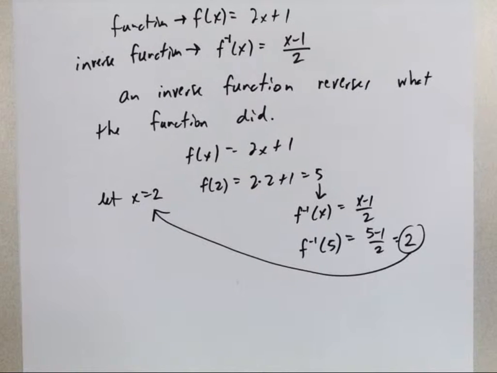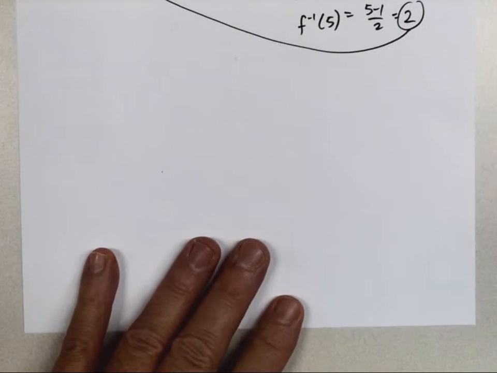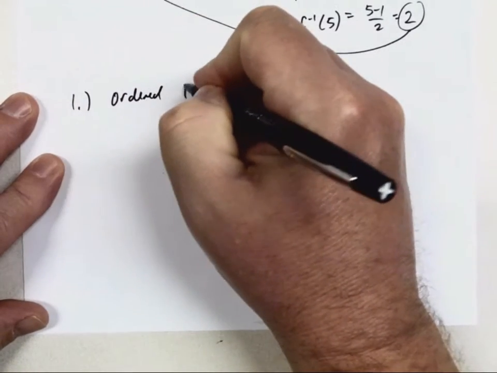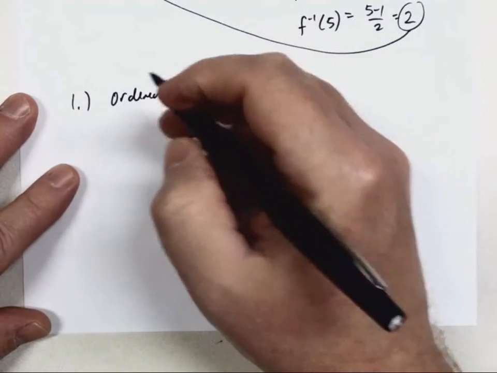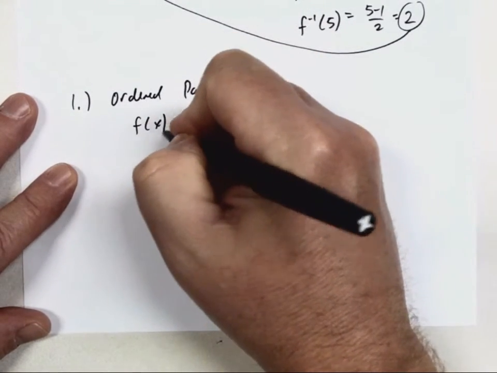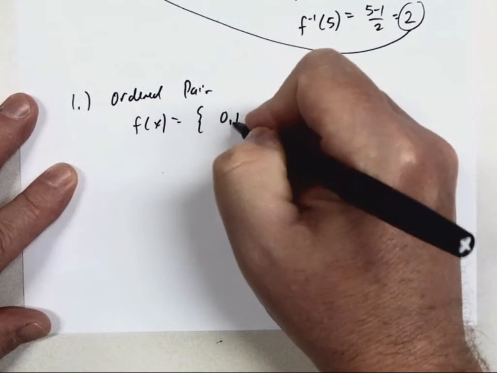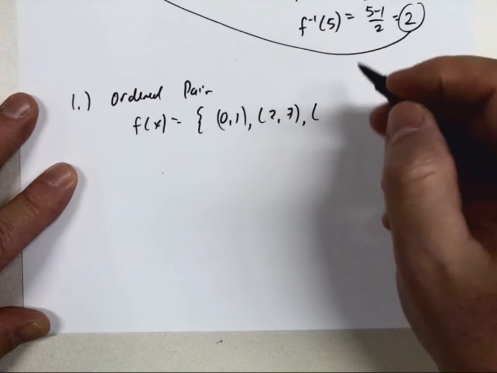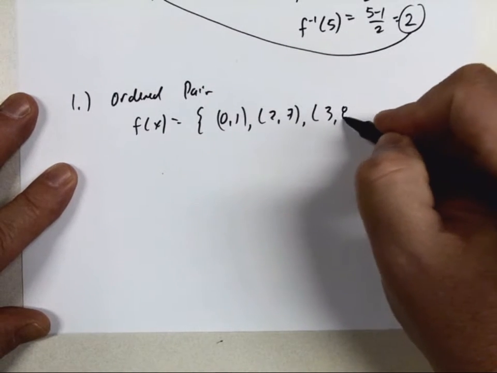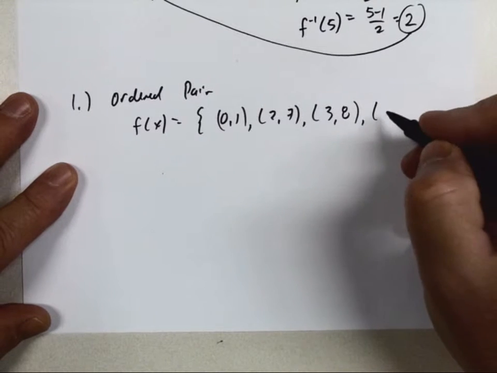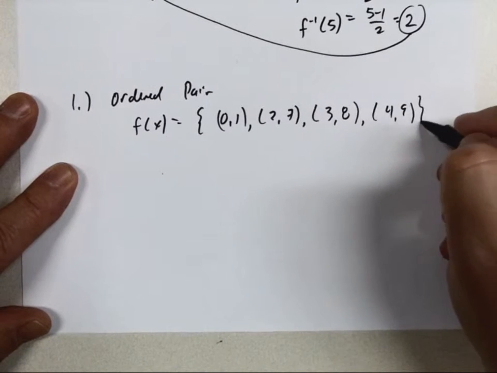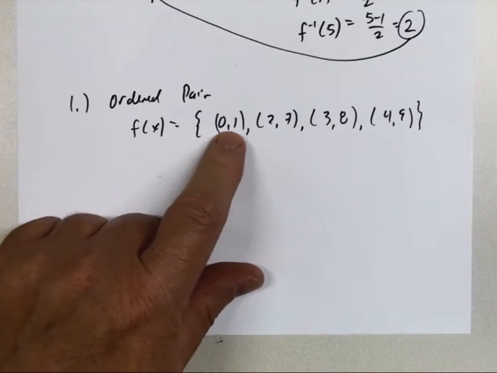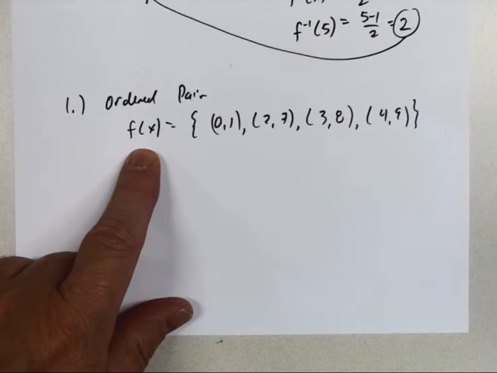Now, inverse functions: let's go back to our different kinds of relationships. If you're given a set of ordered pairs and say it's a function, so let's say we have (0, 1), (2, 7), (3, 8), (4, 9). First of all, here's a relationship. Is it a function? Look at the x's: 0, 2, 3, 4. Yes, it's a function. So we're calling this f of x.